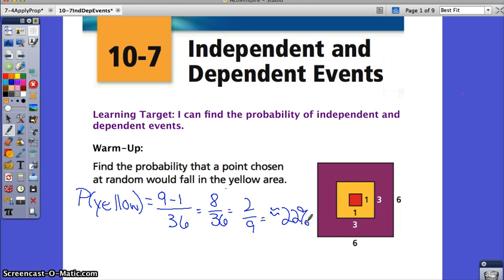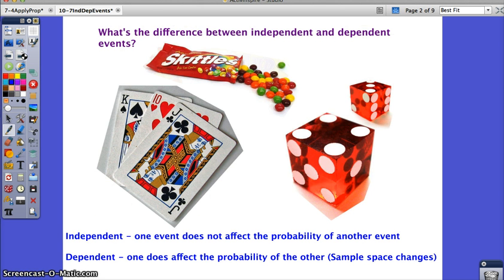So what is independent versus dependent? What does that mean? Well, you should know what those two words mean. You just may not have applied them to probability yet. Independent means that one event does not affect the probability of the other event, whereas dependent means one does affect the probability of the other event. Typically, this is seen in the fact that the sample space changes, so the total number of outcomes differs from what it would be in the first event.